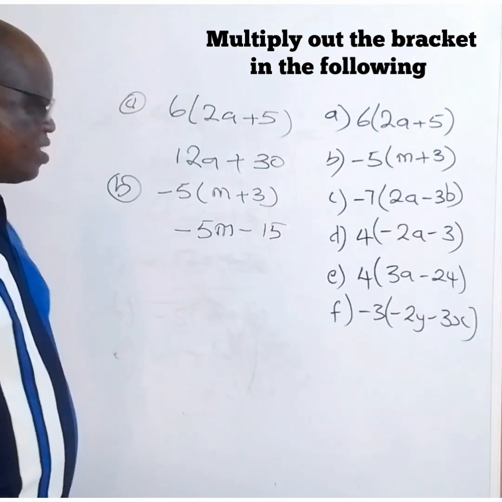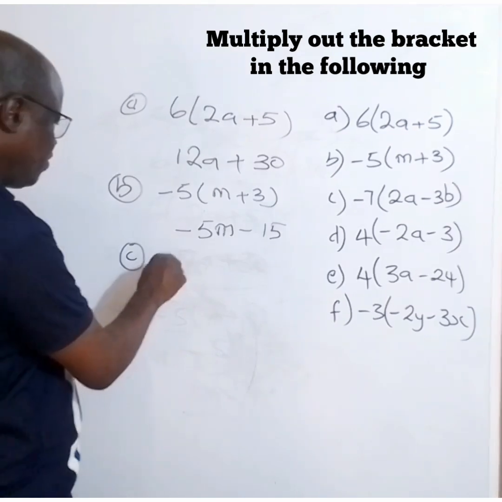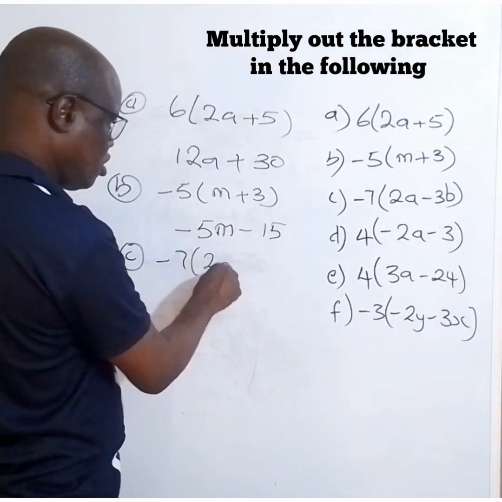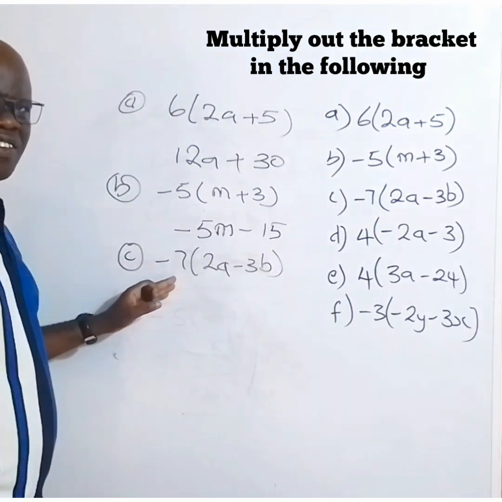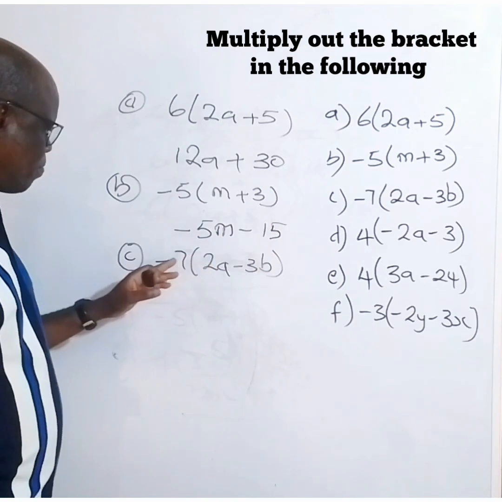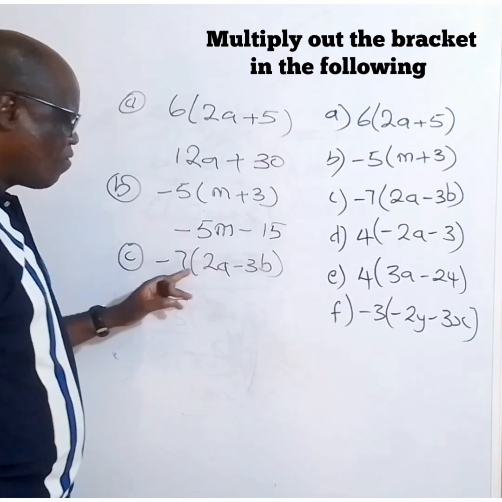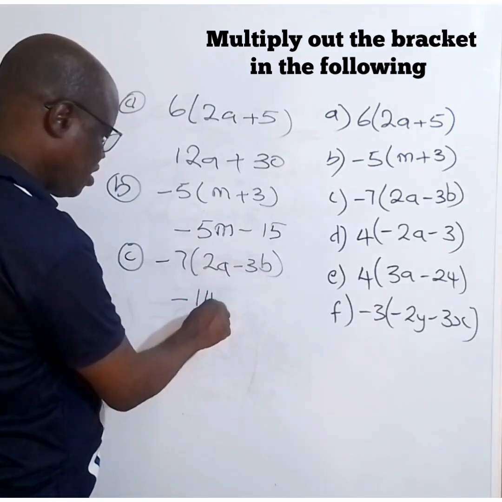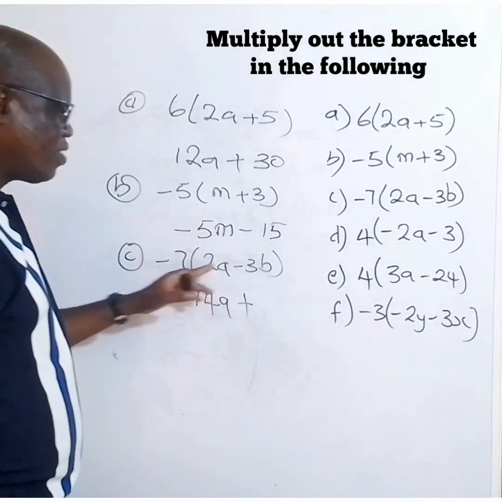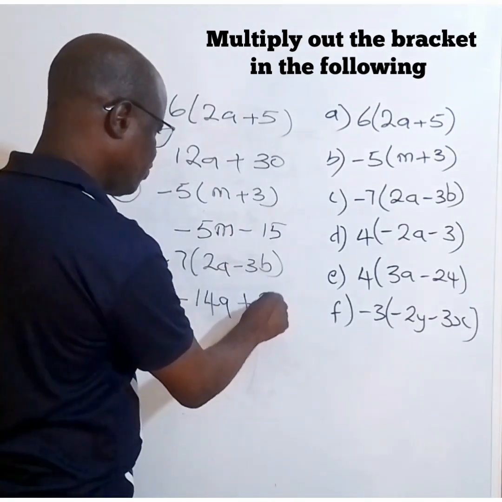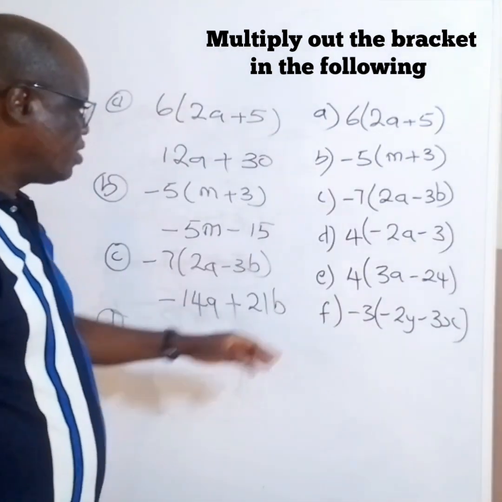As simple as ABC. Now look at C part. You have minus 7 into 2a minus 3b. So this minus 7 is multiplying out the bracket. Minus times plus, that is minus. 7 times 2 is 14a. Minus times minus is plus. 7 times 3 is 21b. So very simple.